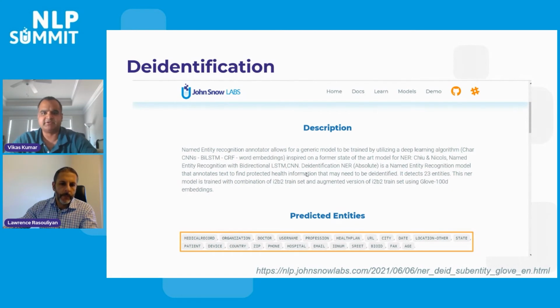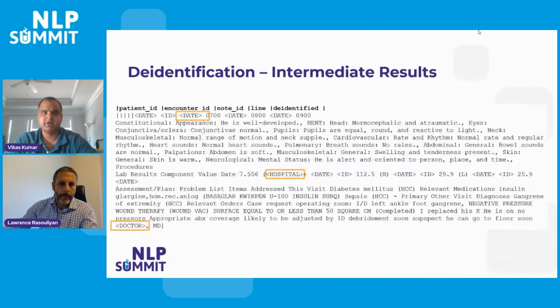They correspond to the 23 protected health information fields outlined in HIPAA. Not shown here is also the accuracy metrics of the model. So it's a very useful documentation page for finding out more about their pre-trained models and pipelines. So here's the intermediate result of the de-identification step.